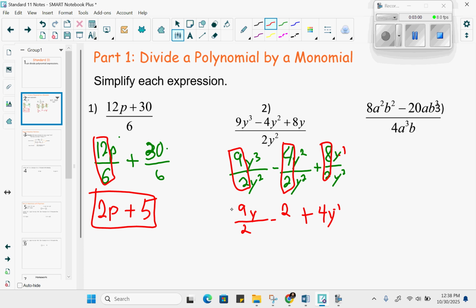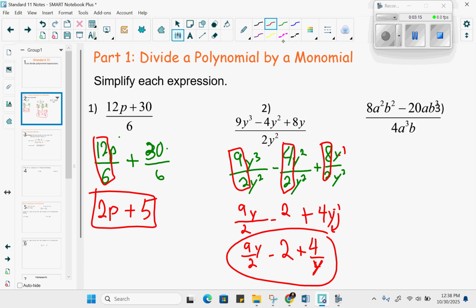And then I need to clarify. So 9 halves times y, minus 2, plus 4, and then that y is going to move to the bottom, 4 over y. There's my answer. One more time.